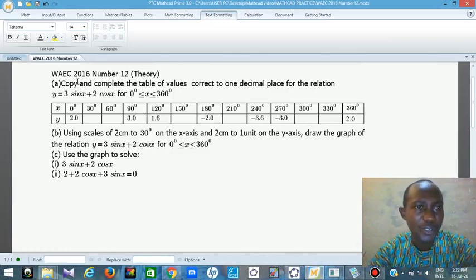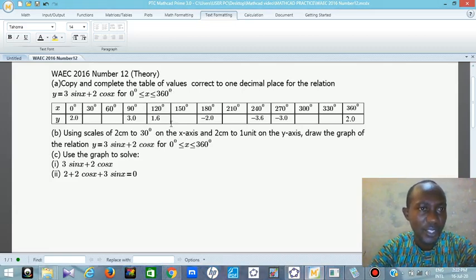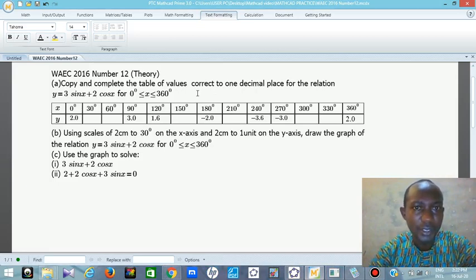This is WAEC 2016 number 12. So this is a theory question. Let's look at the question together. The question says we should copy and complete the table of values correct to one decimal place for the relation y = 3 sin x + 2 cos x. So this is the relation we have to complete this table.